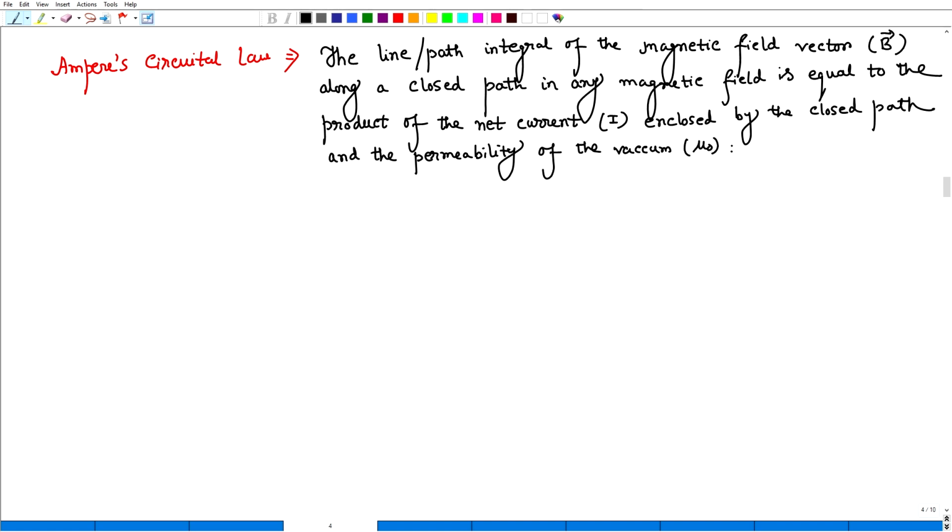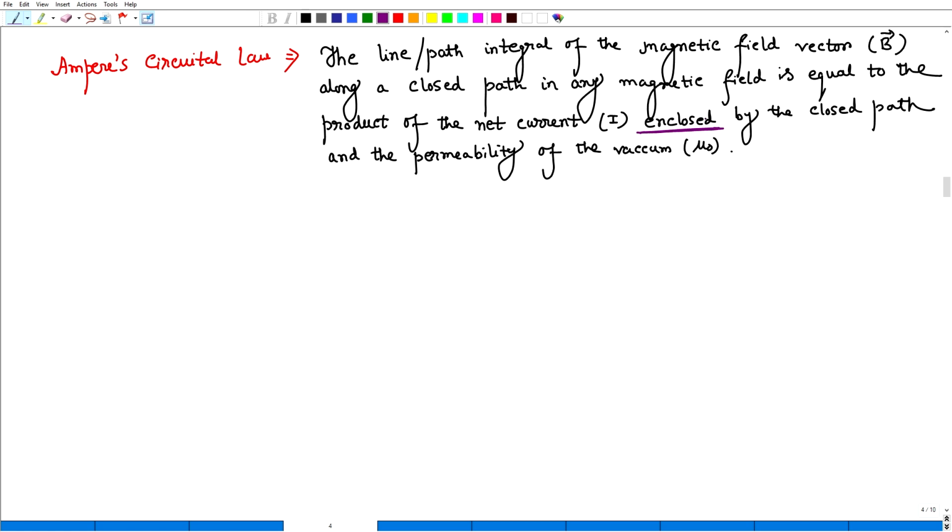So this is the Ampere circuital law, which says that the line or path integral of magnetic field vector B along a closed path is equal to the product of mu naught, that means the permeability of vacuum, and I, the total electrical current, net current enclosed by that, and this is very important, enclosed by the closed path. Okay, so what will be the mathematical expression?